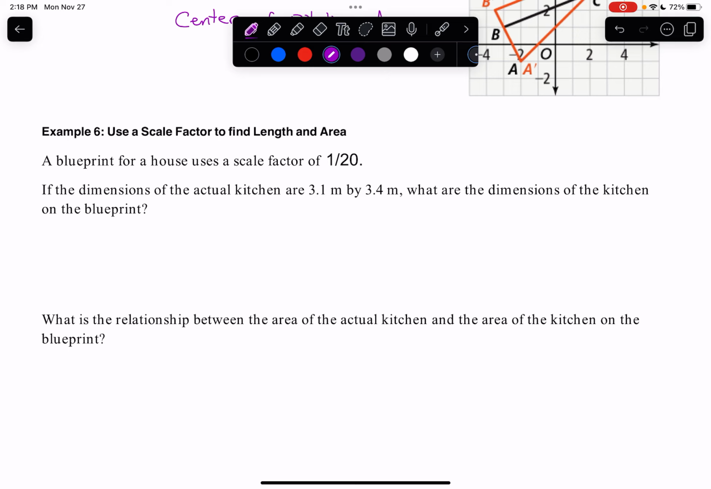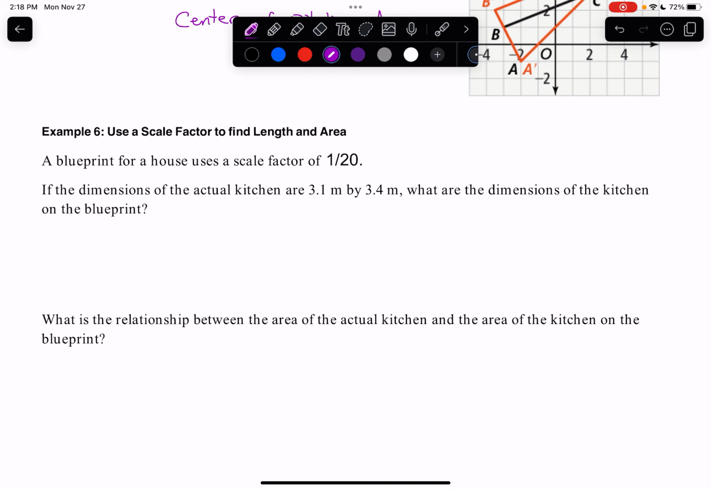Finally, we're going to use a scale factor in order to take a real-world problem and scale it up or down, do a dilation in the real world. In this case, we're looking at blueprints because blueprints are a scale drawing, a much smaller drawing of a real thing, in this case, a kitchen.